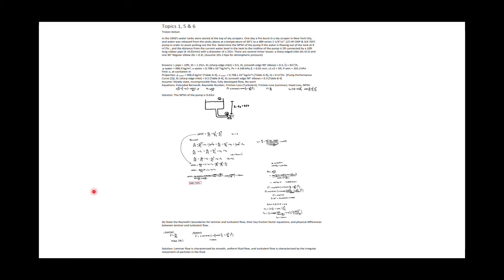Continuing on with our discussion of fluids topics, I will be discussing my own problems for topics 5 through 12. Here, we are given a situation where in the 1950s water tanks were stored at the top of skyscrapers and a fire breaks out. We are given the knowns of the length of the pipe, inner diameter, the loss coefficient of a sharp-edged inlet, smooth-edged 90-degree elbow.